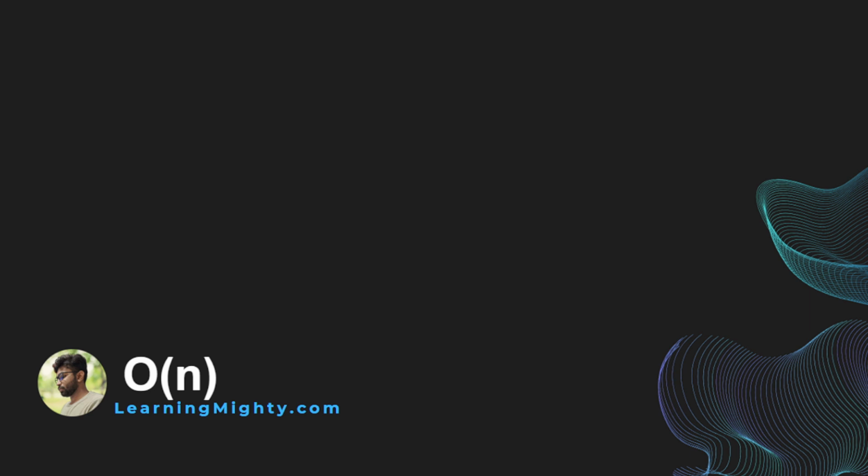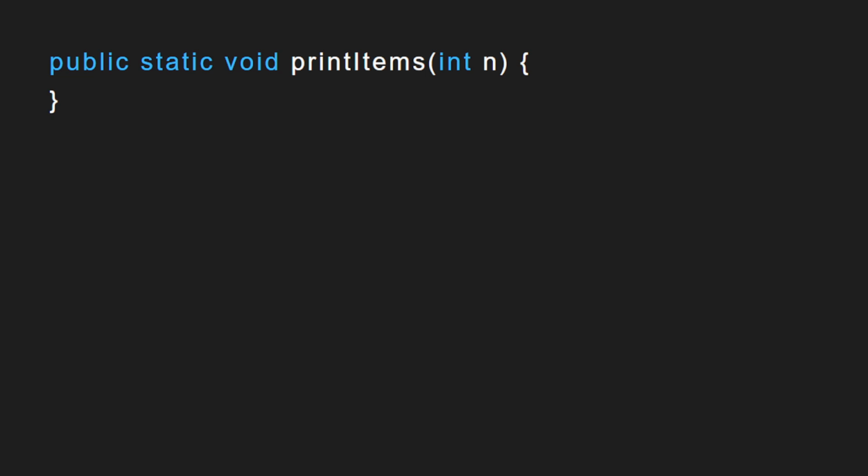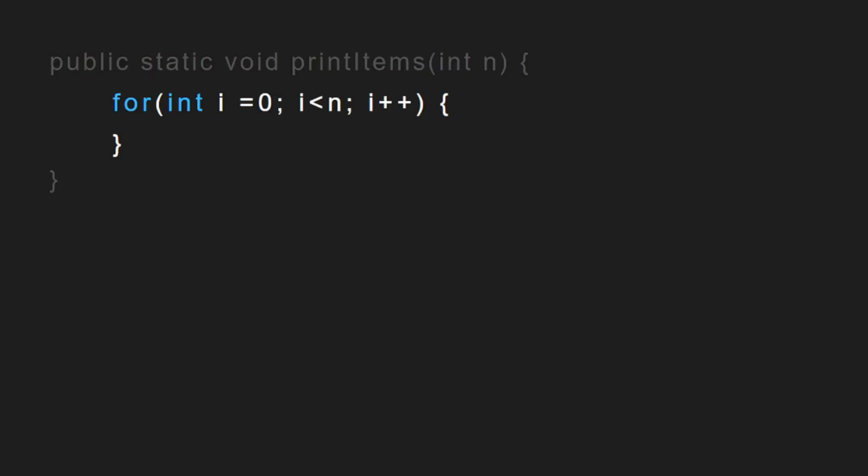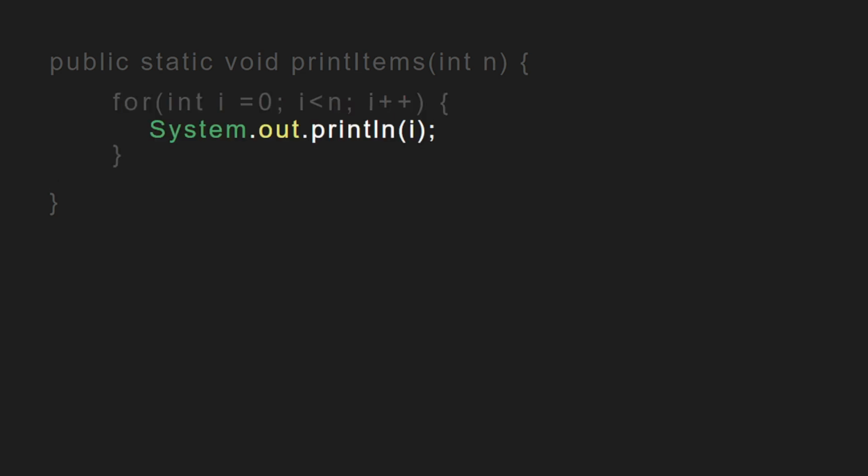So to explain this, I am going to use a simple method. We are going to call it print items method. We'll pass it an integer n, and then we have a for loop that is going to run n times, and then we will print out it from the for loop. So now let's take a look at this in the editor.